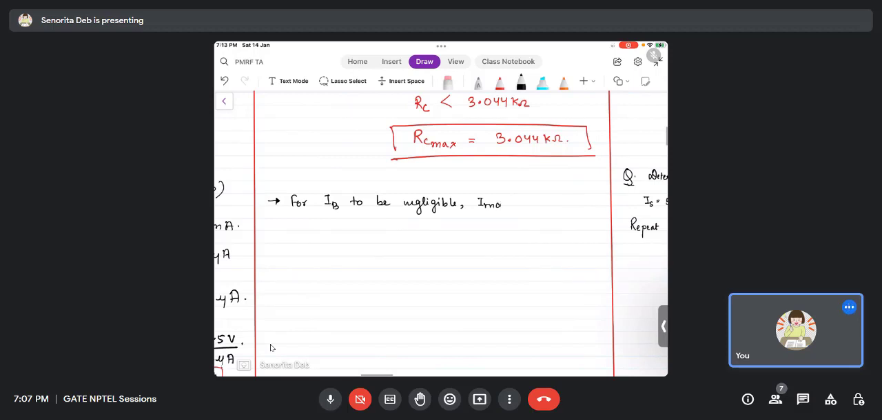So for IB to be negligible, I main must be high, and thus R1 and R2 should be small. So what is the problem with R1 and R2 small? We will see when we study amplifiers that this value of R1 and R2 translates to a low impedance.